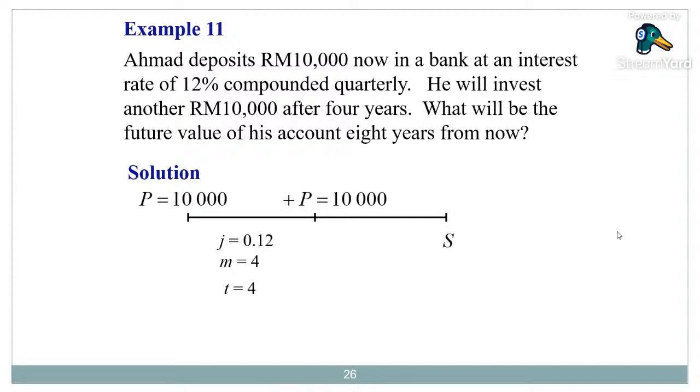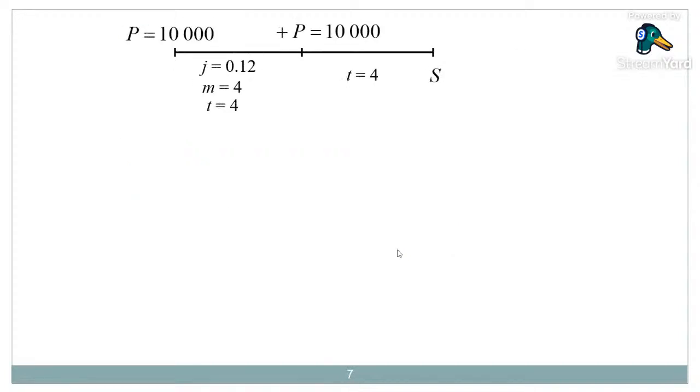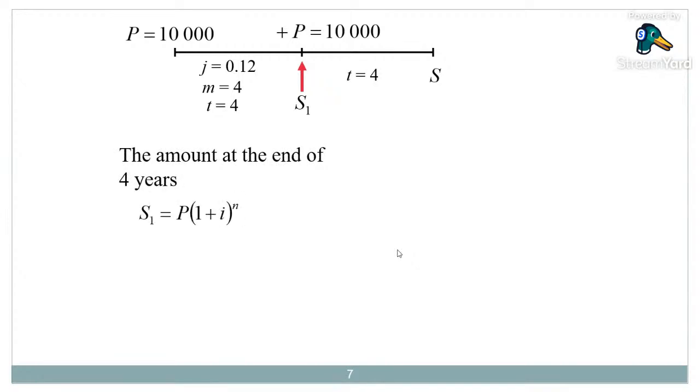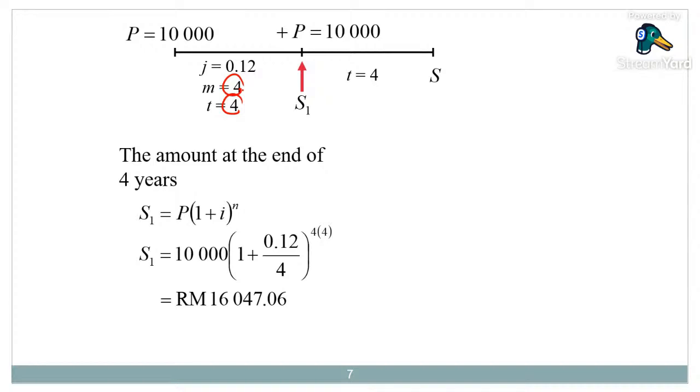Dia nak what will be the future value of his account 8 years from now. So ini first 4 years, sini selepas 4 lagi tahun. So time kat sini is another 4 lah. So cari dulu future value untuk yang pertama, investment yang pertama. So the amount at the end of the fourth year, kita cari S1 kita, P multiplied by 1 plus I to the power of N. So P is equal to 10,000, I equal to 0.12 divided by 4 and power of 4 multiplied by 4. 4 times multiplied by 4 years. Okay, so dapat RM16,047.06.